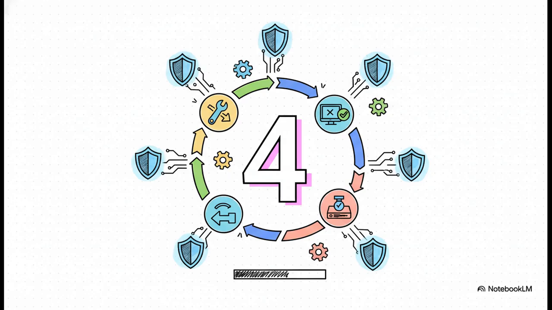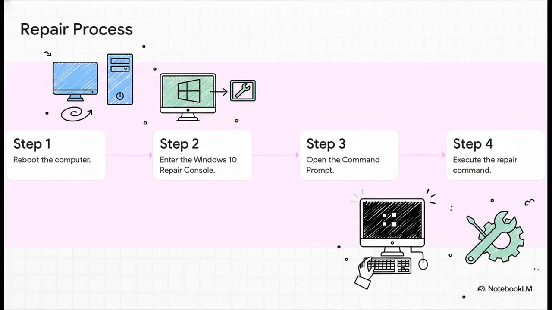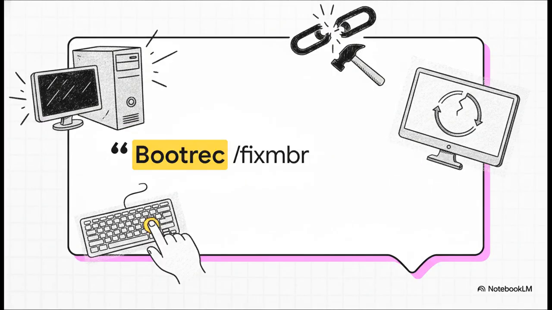Let's break down the 4 main steps. Okay, so first you'll reboot, but instead of letting it start normally, you're going to boot into the Windows 10 repair console. From there, you'll find your way to the troubleshooting options and open up something called the command prompt. This gives you direct access to the system's core functions. And that brings us to the last and most important step. This right here is the magic bullet.